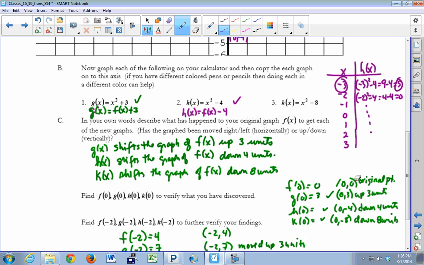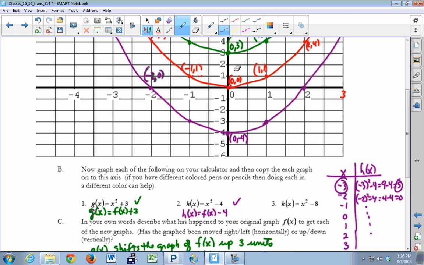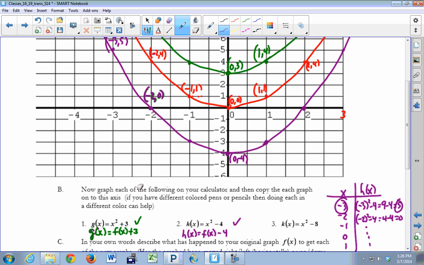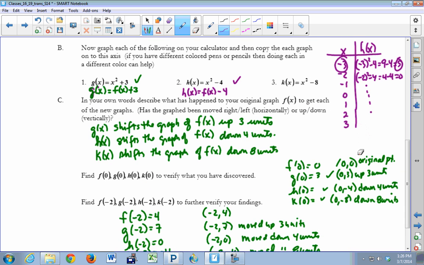So f of 0 is 0. The origin here, the vertex, the origin is the vertex. F of 0 is 0. And g of 0 is 3 units higher. It's (0, 3). So that verifies that my graph of f of x has been moved up 3 units.